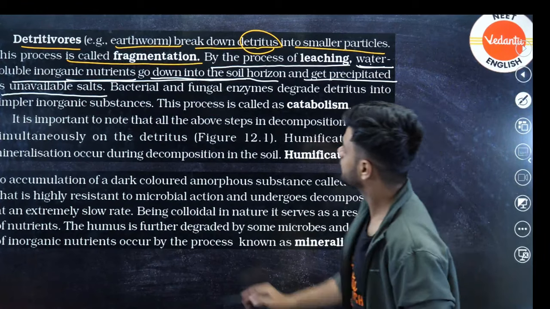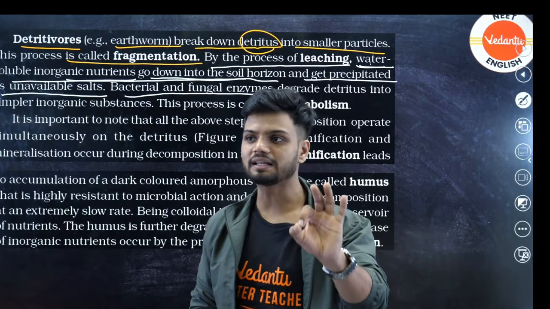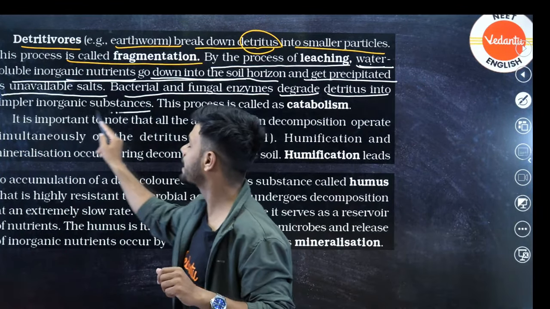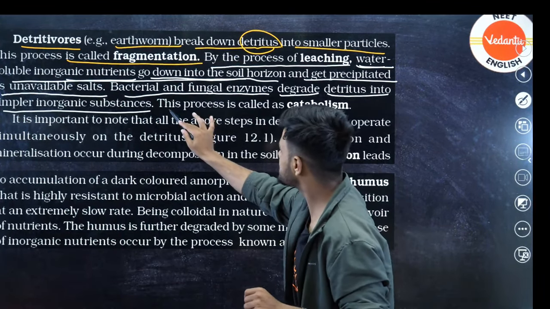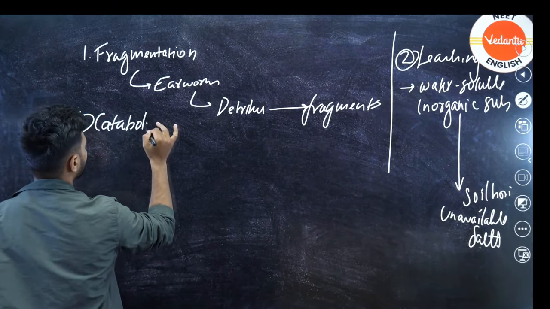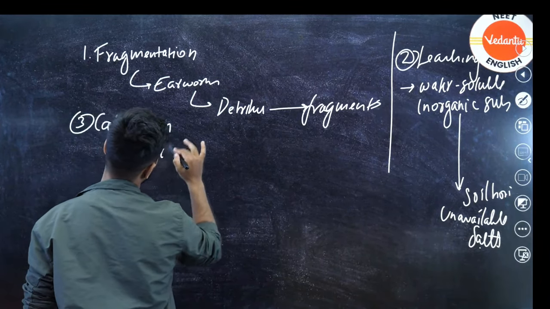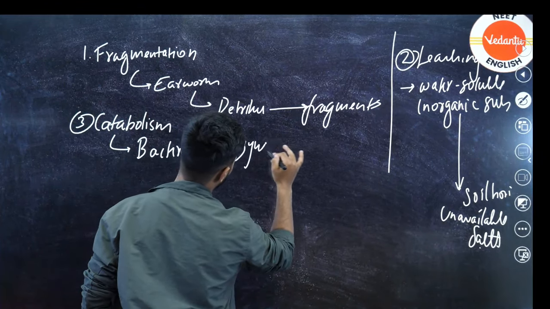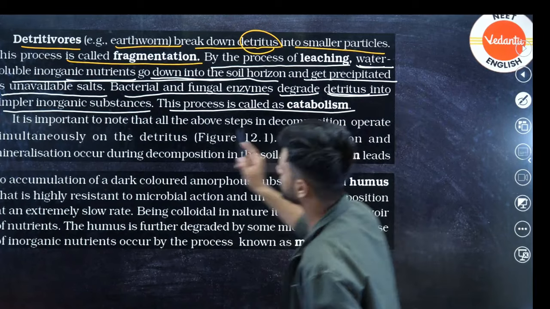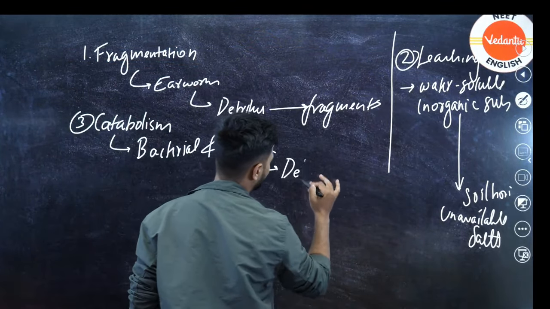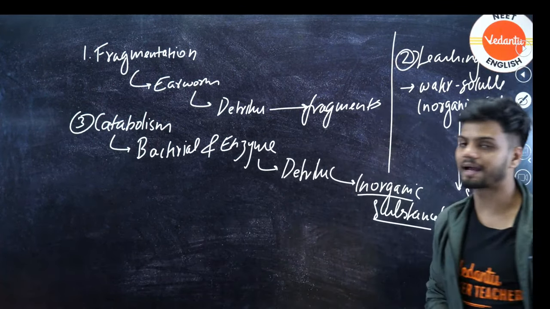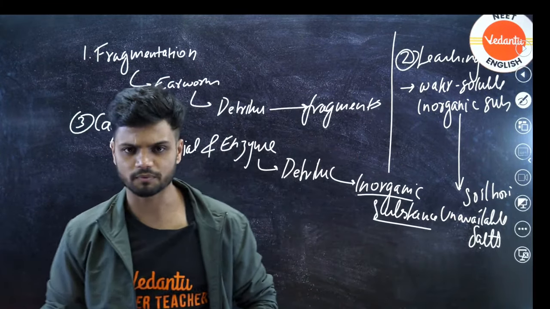Next point. Read with me. Bacterial and fungal enzymes. Listen to me. Bacterial and fungal enzymes degrade detritus into simple inorganic substances. Very important now. This process is called catabolism. What is catabolism? All of you tell me. What is happening in catabolism? In catabolism, bacteria and enzymes are completely breaking down the detritus here. Degrade the detritus into simple inorganic substances. That is your catabolism. Now listen to me very carefully.